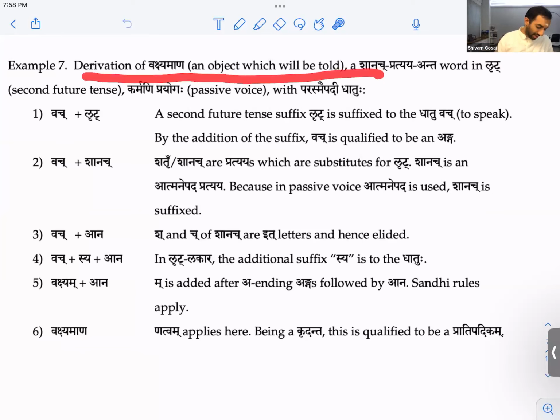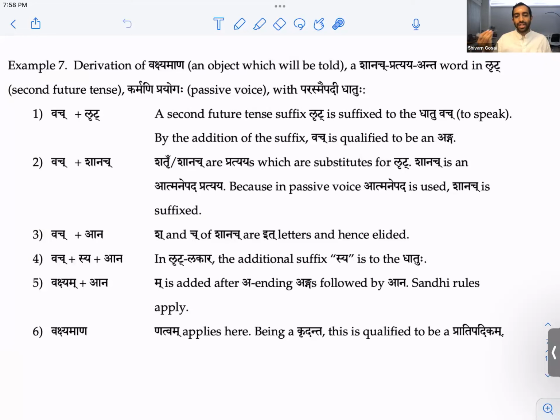Derivation of Vakshamana. Same process: lit gets replaced with Śānac. Śānac becomes ana. Because we're in Lrit lakara, we add sya. So Vach-sya-ana. There's some sandhi that takes place, so it becomes Vakshya.